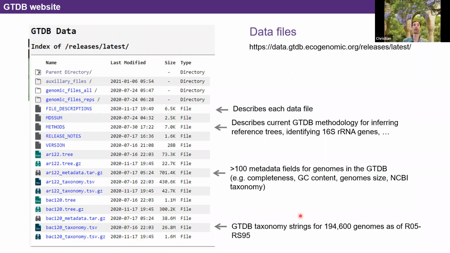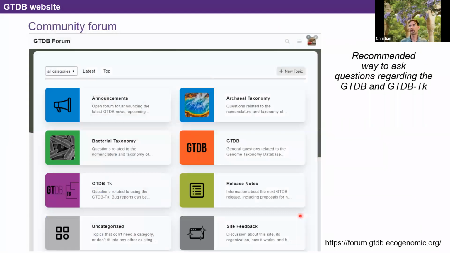Oh, one more thing about the webpage. If you want to contact us, the best way is to use the GDP Forum, which just got a new look recently. Depending on whether you want to talk about bacterial taxonomy, archaeal taxonomy, general GDP, release notes, or the GDP toolkit, you have different subforums you can post in, and that is the preferred way to get in contact with us. We are usually pretty good at replying to any questions that are posted in there.